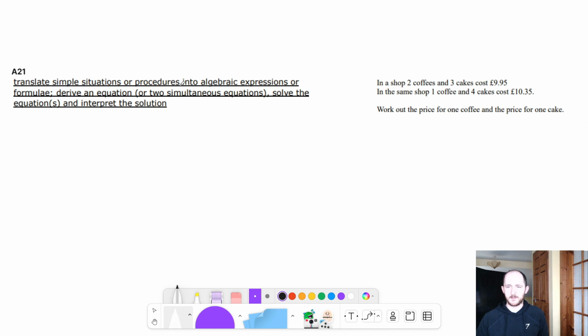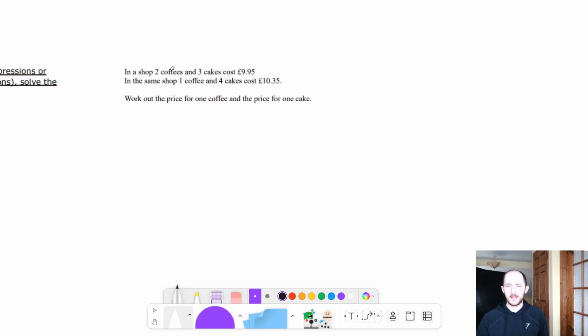Translate simple situations and procedures into algebraic expressions, and therefore you need to be able to do that for simultaneous equations and interpret the solution. So here we have a situation: 2 coffees and 3 cakes cost £9.95, 1 coffee and 4 cakes cost £10.35. Work out the price for a coffee and the price for a cake.